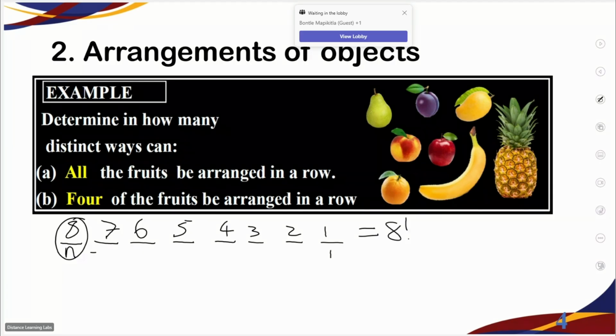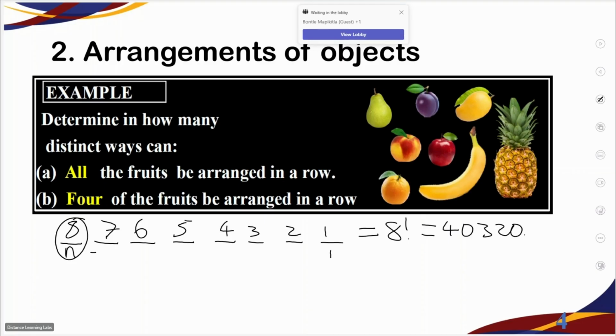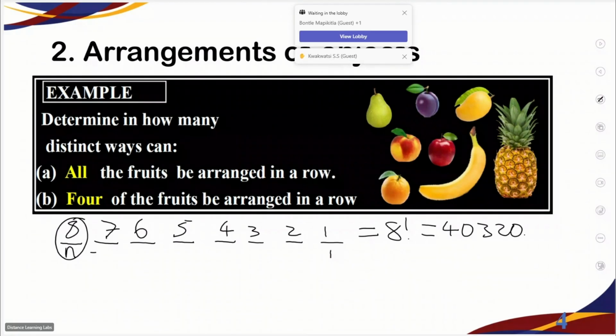And then when you punch 8 factorial on your calculator, you would press 8 and then shift and then that exclamation mark below the mode button. After punching that on your calculator, 8 factorial would give us 40,320. Therefore, these 8 fruits can be arranged in 40,320 ways in a row. Now, this is what factorial means when you have the product of descending natural numbers from n up to 1.